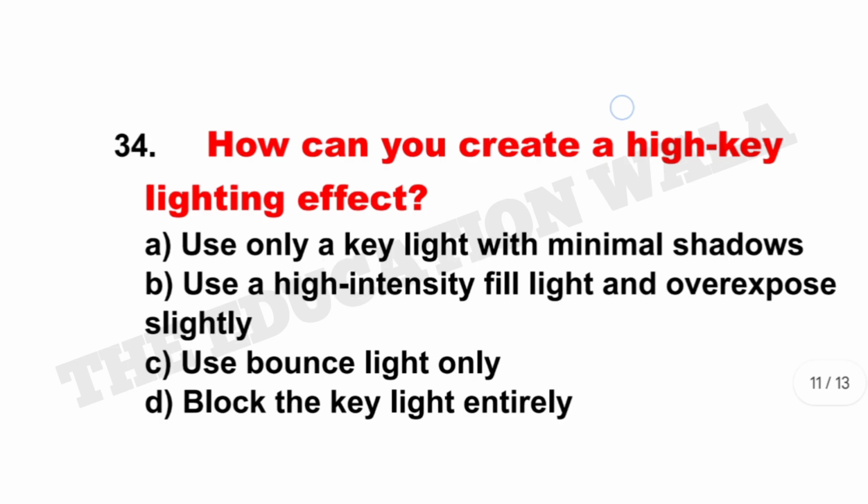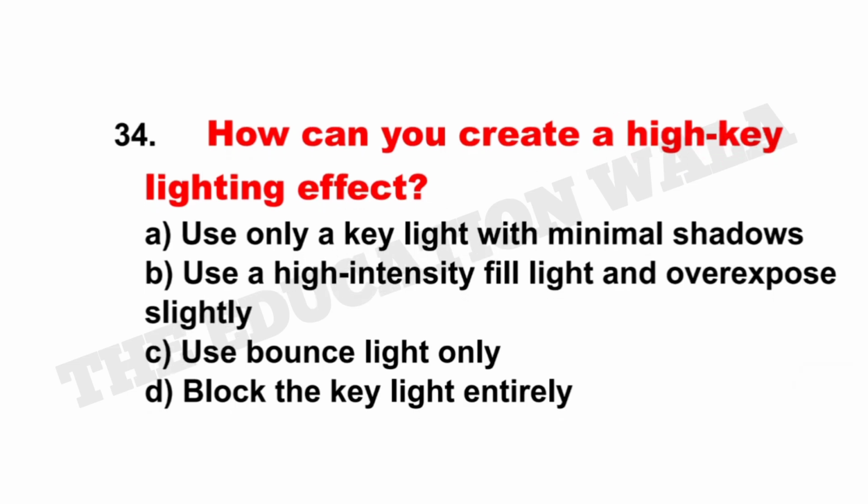Question number 34. How can you create a high key lighting effect? Option A, use only a key light with minimal shadows. Option B, use a high intensity fill light and overexpose slightly. Option C, use bounce light only. Option D, block the key light entirely. The right answer is use a high intensity fill light and overexpose slightly.